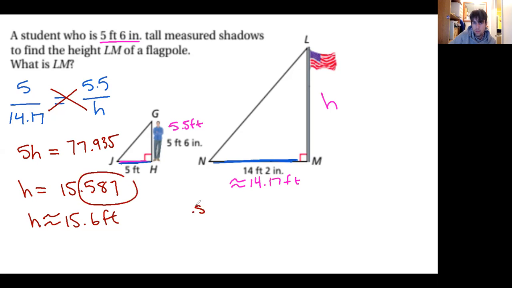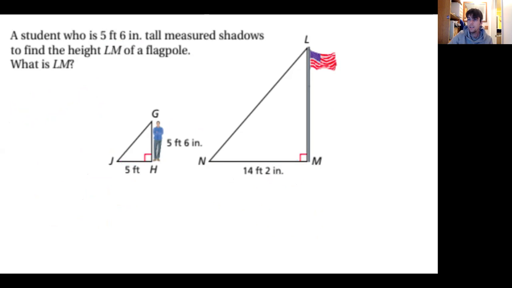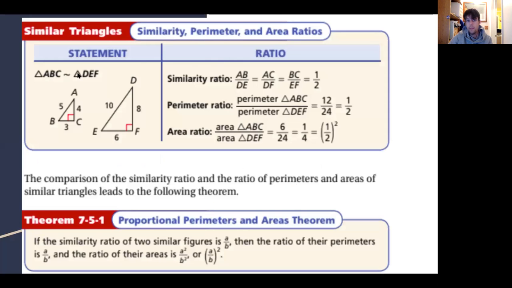We could also try to calculate the number of inches that this decimal represents. So we could do 0.587 times 12 to get feet and inches. So that's around 7 inches. So we could say it's 15 feet 7 inches. A lot of different ways we could go with this. I'm just going to go with the easy decimal, one decimal place in feet. Doesn't matter though. All right, let's go ahead and move forward.